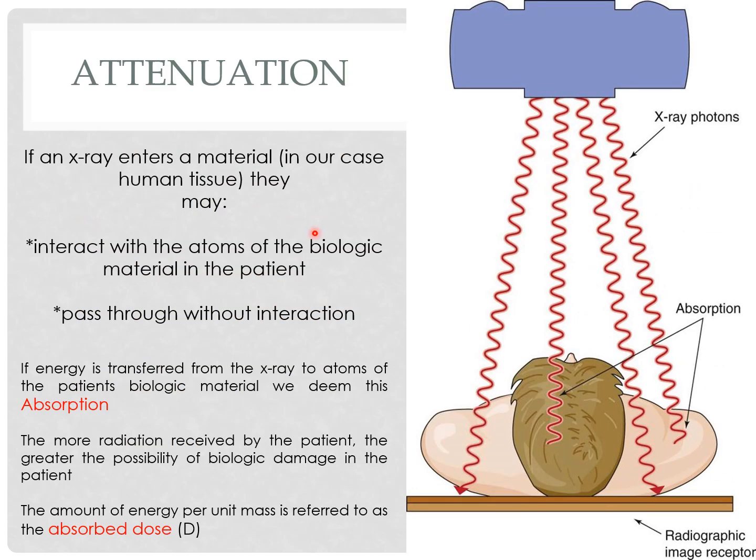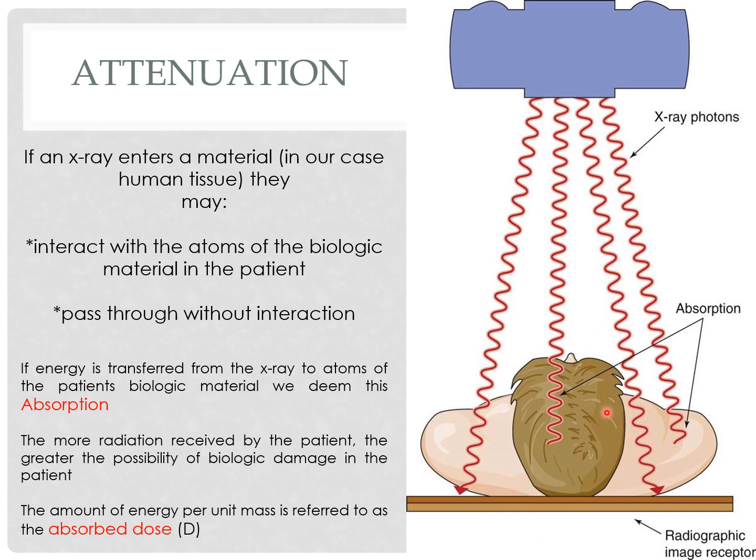Attenuation. When X-rays enter a material, in our case the human tissue, they may interact with the atoms of the biological material in the patient, or pass through without interaction. If energy is transferred from the X-ray to atoms of the patient's biological material, we deem this absorption. The more radiation received by the patient, the greater the possibility of biological damage in the patient. The amount of energy per unit mass is referred to as absorbed dose.